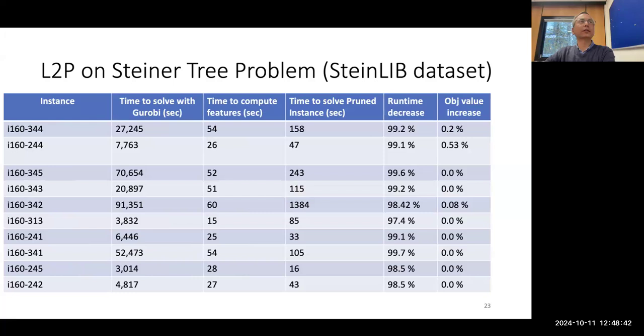So next, I want to show you the results of the Learning-to-Prune on the Steiner tree problem, and this is from the SteinLib dataset. So here again, we see that we are able to reduce the running time by around 99%. So the running time would come down from many, many hours using Gurobi to something in just a few minutes. And the loss in the objective value is a very small percentage. So we are very close. So we find near optimal solution in very little running time.